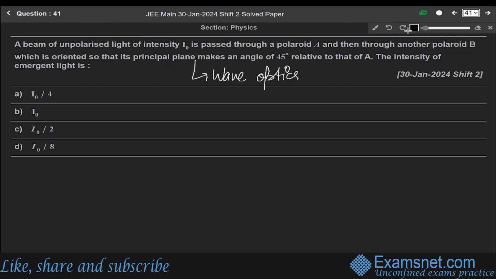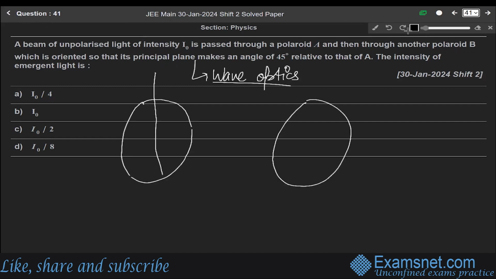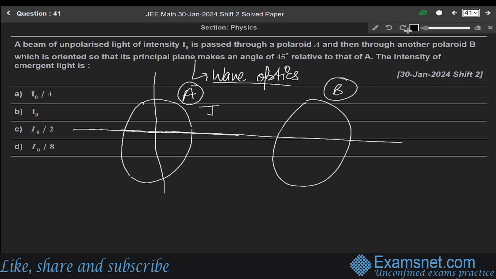According to the question, there are two polarizers, A and B. Let us say this is polarizer A and this is polarizer B. The unpolarized light comes from this direction and after passing through polarizer A, it goes through polarizer B. When it emerges from polarizer A, its intensity is I naught by 2. At first it is unpolarized light of intensity I naught. After passing through polarizer A, its intensity becomes I naught by 2.